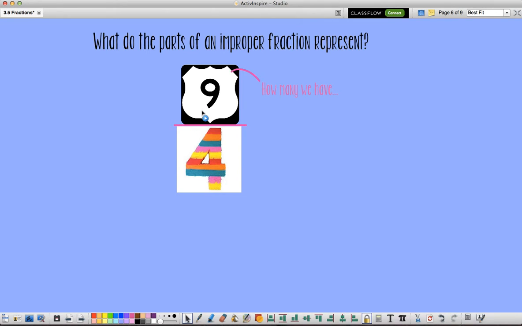So the 9 tells me I have 9 pieces, and the 4 just tells me how many I need to make a whole group. So it's kind of like taking a bag of marbles and dumping it on the floor and saying everybody needs to take 4. And I have 9 marbles. So I have 9 marbles that have to go into groups of 4.